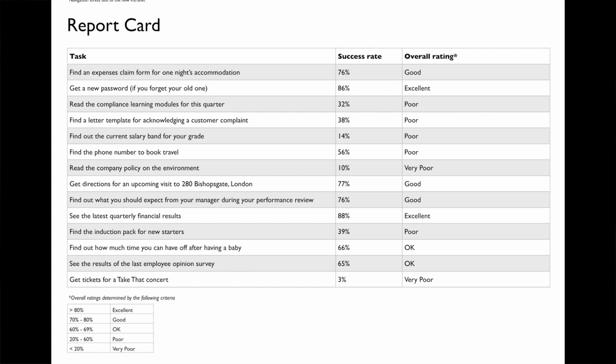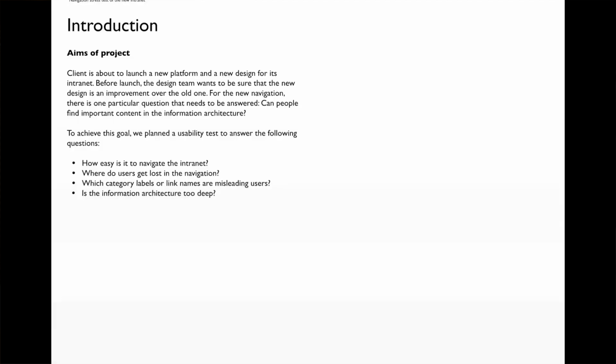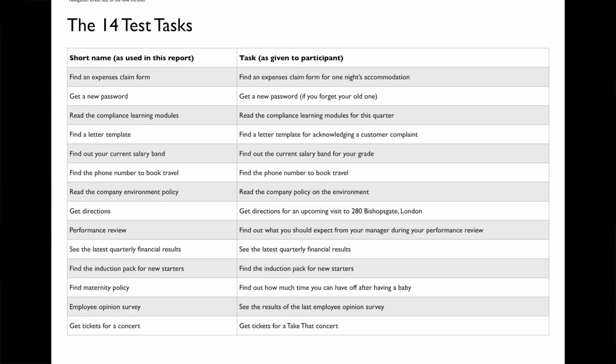We did a closed card sort, and this is kind of a report card, a summary of what the results were. So you can see the tasks we asked people to do, their success rates, and what I gave an overall rating to. Let me zip through this presentation. So basically, we gave people a scaled down version of the intranet. It was like a skeleton version of just the navigation.